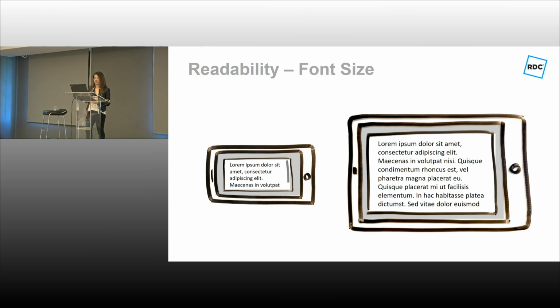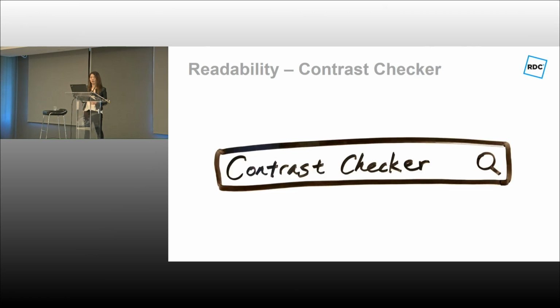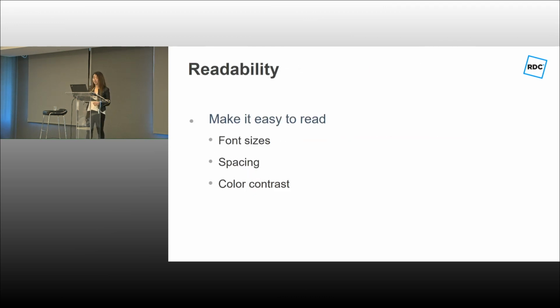Another thing to consider is color contrast. For these examples, the different combos, maybe you can easily tell which ones are easier to read and which ones are not. And if you can't tell, don't worry. Or if you don't know if you have enough color contrast in your game, you can always go online, search for a contrast checker, and there are going to be a lot of websites to help you do this. So always make it easy to read. Remember to give big enough font sizes and enough spacing, and also enough color contrast.